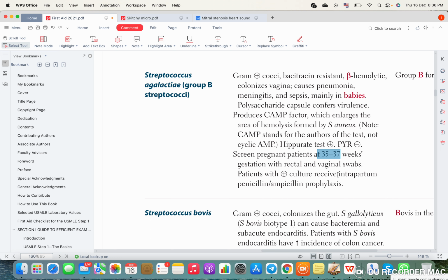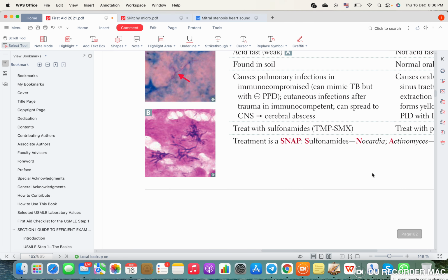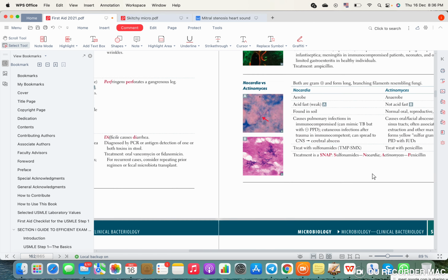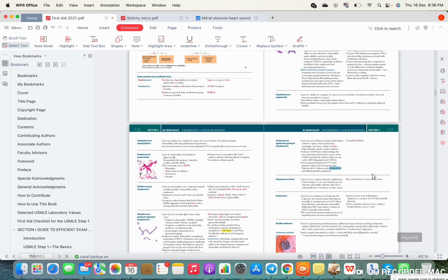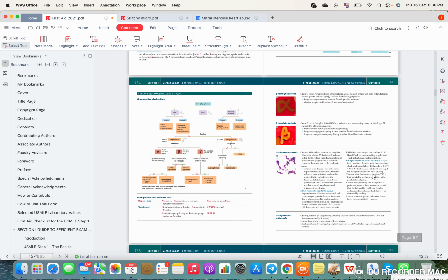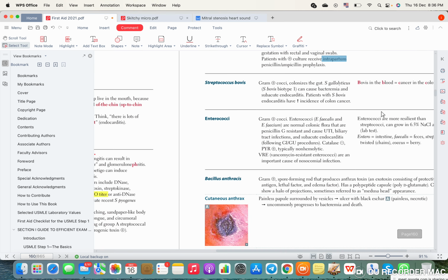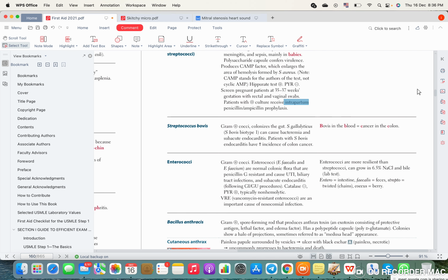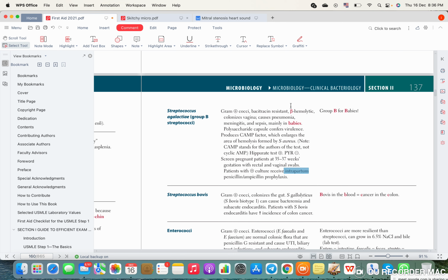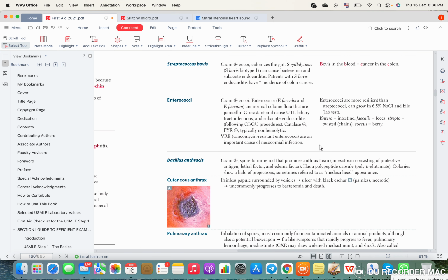This is important. Intrapartum is during the delivery. You must give it during the delivery, not after the delivery, not before the delivery. It's during the delivery. Okay, so that's intrapartum penicillin and ampicillin prophylaxis. Remember, it can lead to meningitis in the babies.